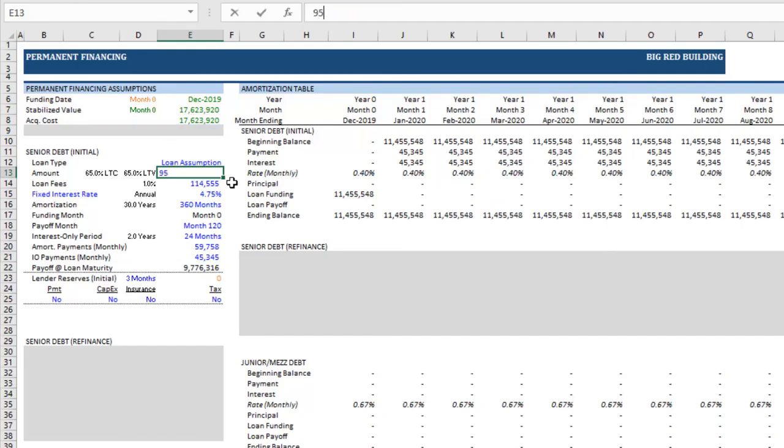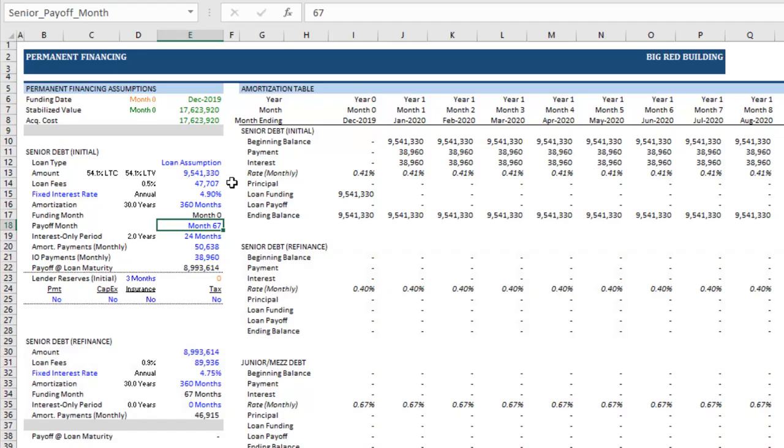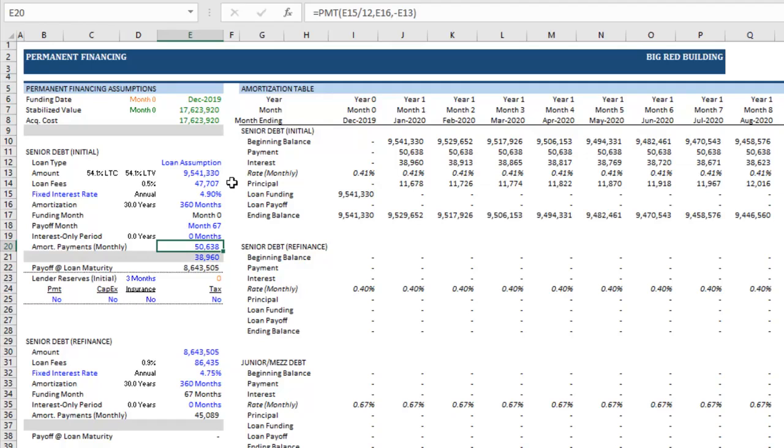So we say 9,541,330. There will likely be some assumption fee. We're going to say 0.5% here, 50 basis points, or 47,707. Interest rate of 4.9% on the existing loan. Again, the existing loan had an original amortization of 30 years, 360 months. Payoff month comes in month 67, right? There are 67 months left of term on this loan. Interest only period, there's no interest only remaining. And then our amort payment, what did I say? 163,064. And so now we've modeled our initial debt.